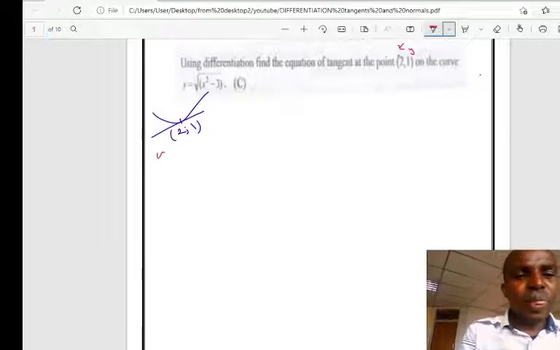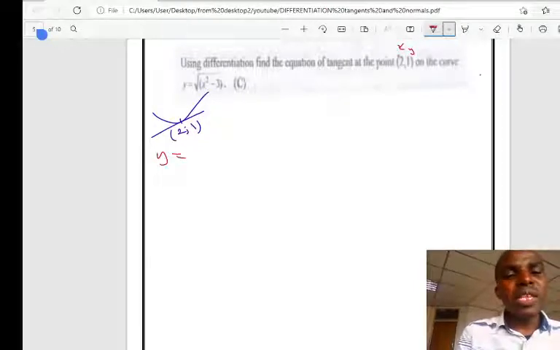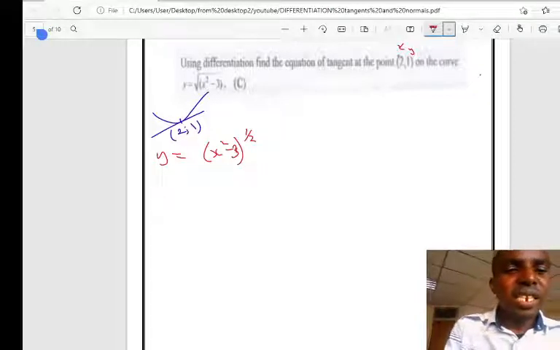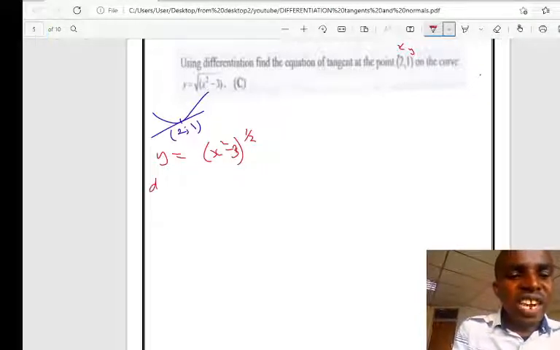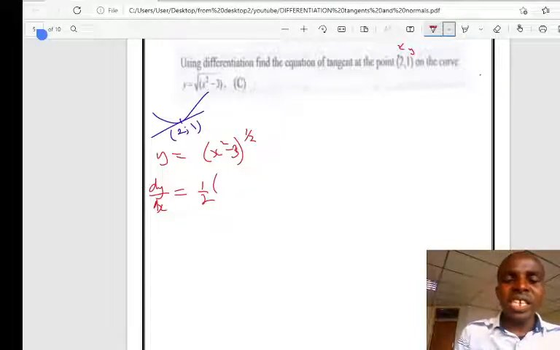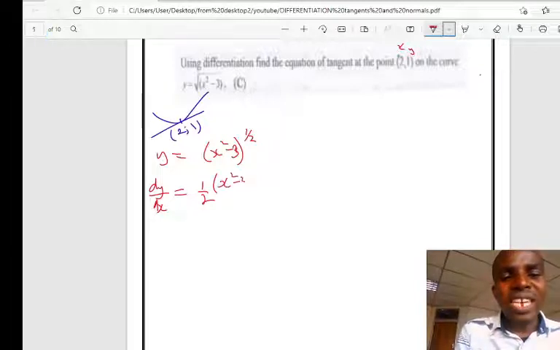Right, first thing, you write y is equal to, this one will be the square root of x squared minus 3. First thing, put it to the power half. Square root of x is the same as x to the power half. Then, working this out, you find dy/dx is equal to, bring down half. Differentiation of this type, I have already explained it. There's a video on my YouTube channel. Then (x squared minus 3).